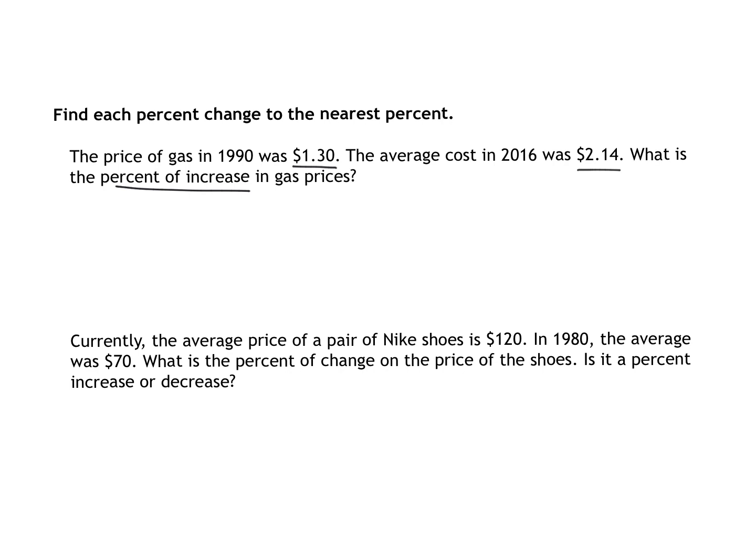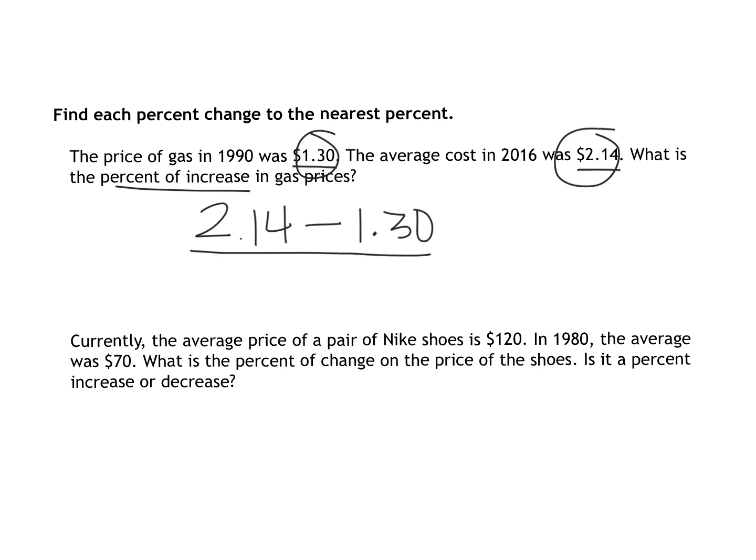We take the change in the amount because we have a percent of increase, because we're increasing from 130 to 214. We're going to take $2.14 and subtract $1.30. And then we divide it by the original amount, which means the amount that we start with. Not necessarily the smaller, not necessarily the bigger, whatever number we started with in the situation. So then it would be over $1.30.